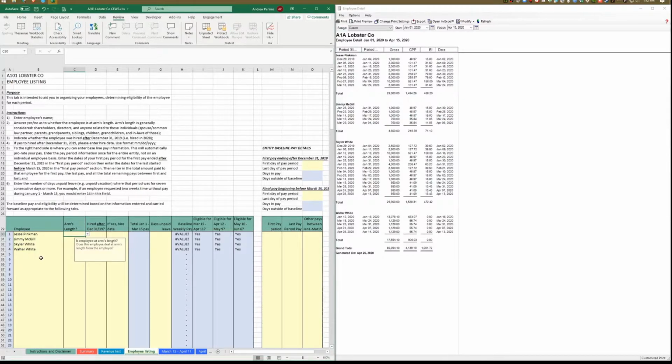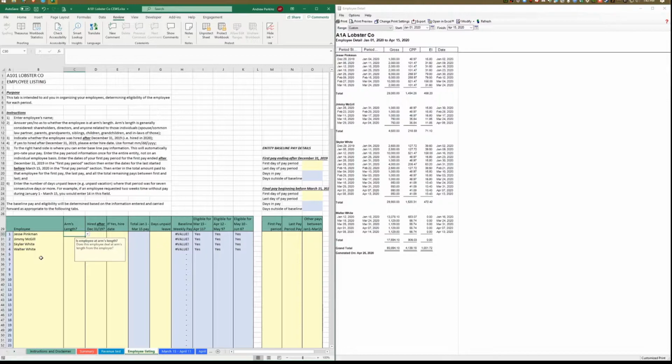So if Walter is the sole shareholder of A101 Lobster Co., generally we would consider a non-arm's length individual to be Walter's spouse or common law spouse, their children, grandchildren, parents, grandparents, and siblings. It also includes the in-laws, so Skylar's brothers or sisters would be considered related to Walter. Now, what it does not include is nieces and nephews, aunts and uncles. So it's kind of up and down two generations, and you can go left and right with your siblings and your in-laws.